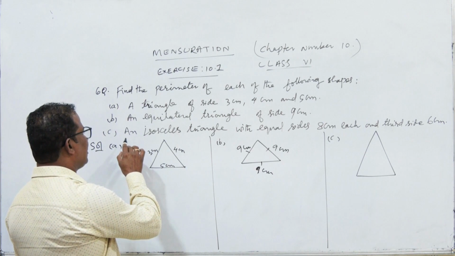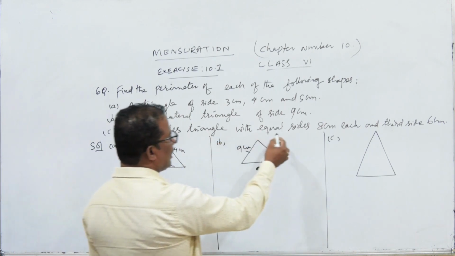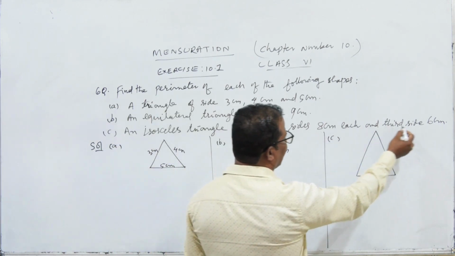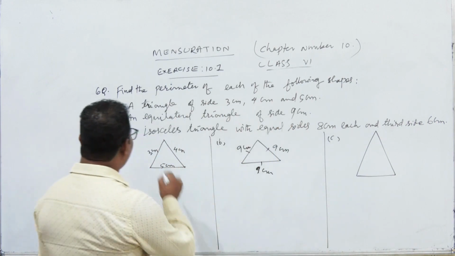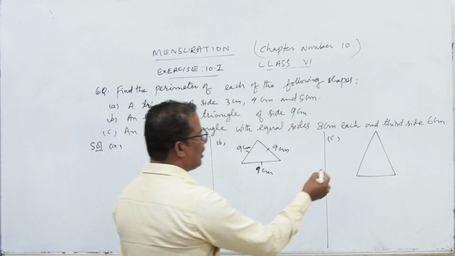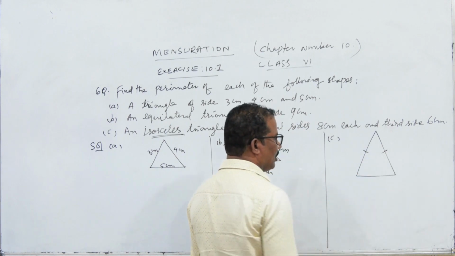And in the third question, an isosceles triangle with equal sides 8 centimeter each, and the third side is 6 centimeter. So isosceles triangle. Isosceles means any two sides are equal in a triangle.